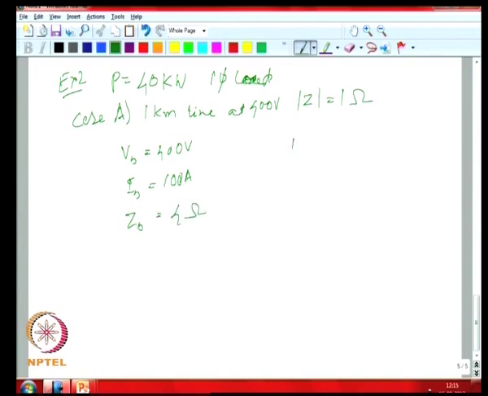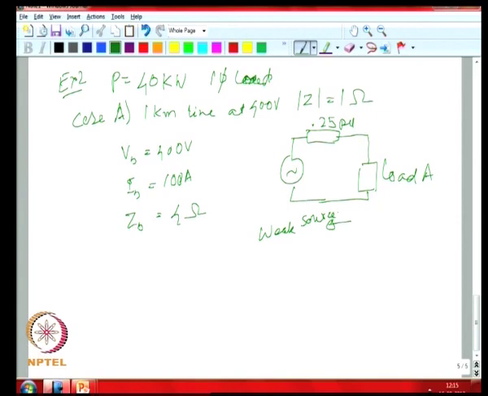So, if you look at now the model of the source with your load, your impedance of your source is now 1 ohm by 4 ohms, which is your base. So, it has a value of 0.25 per unit. So, looking back, you are looking at a weak source, where the source impedance is fairly large.